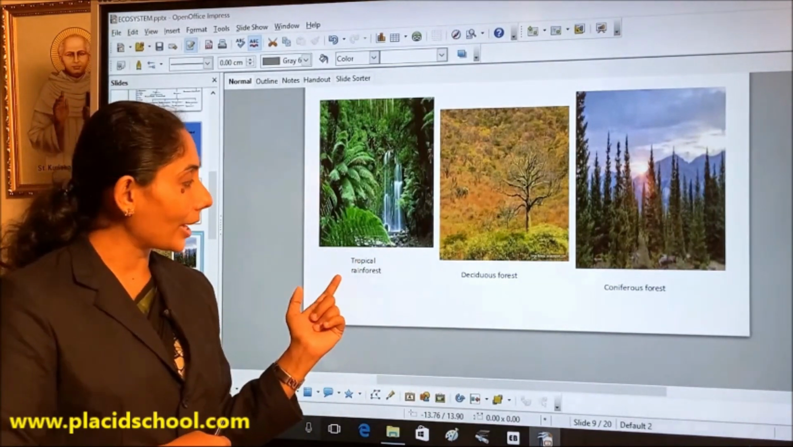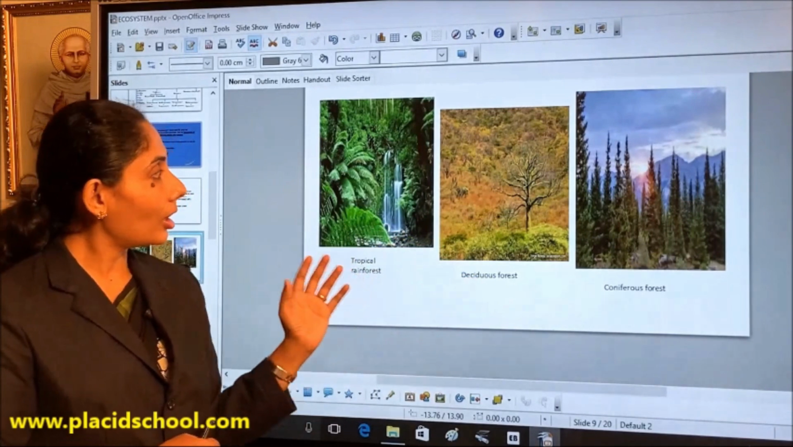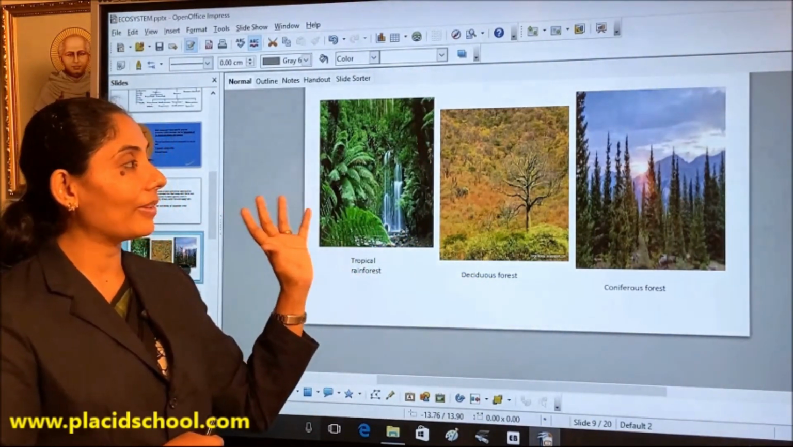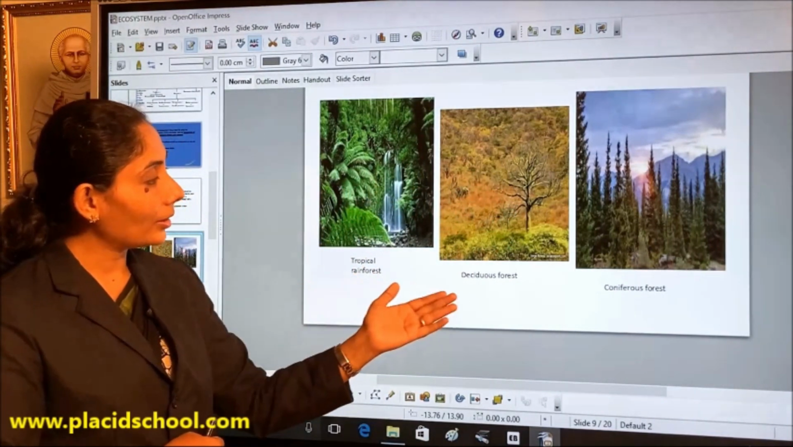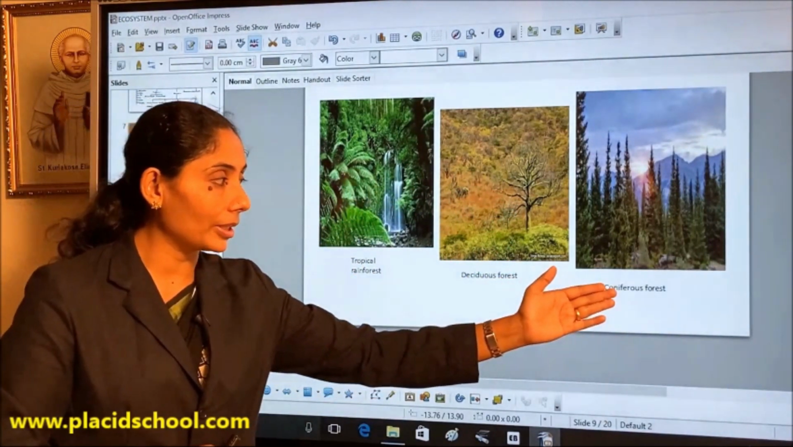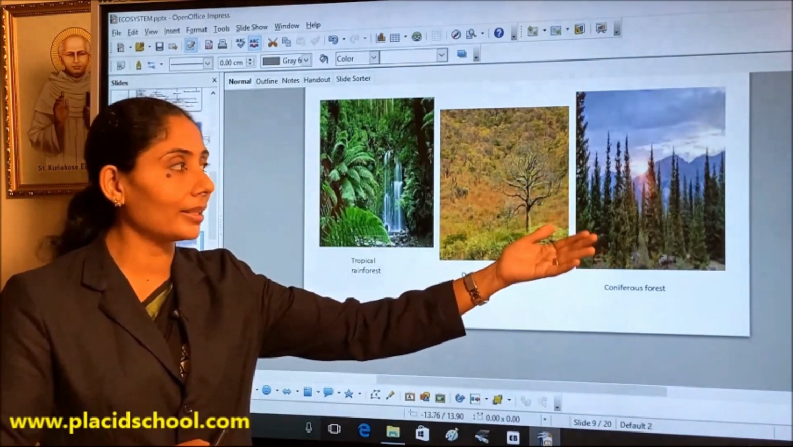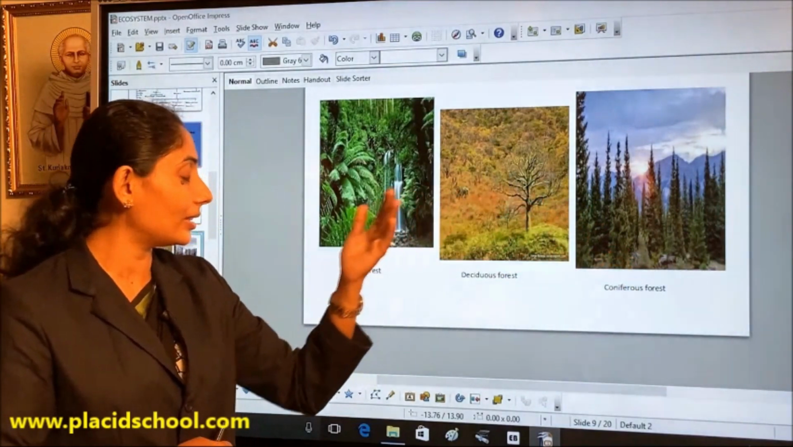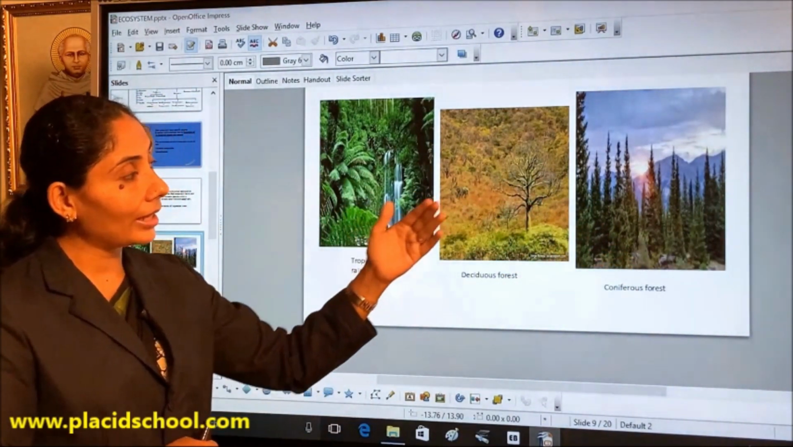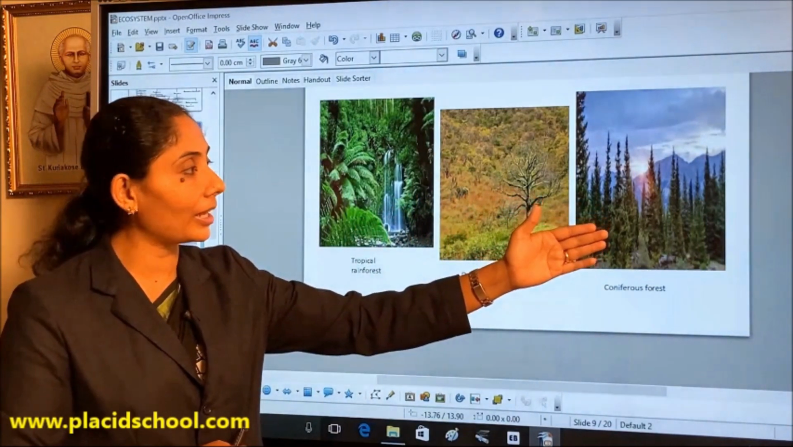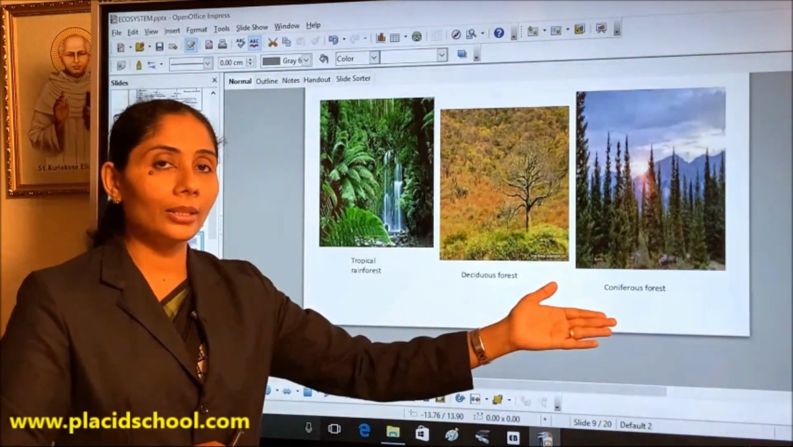Now here in the slide you can see I have put some different types of forests. They all won't be having similar types of plants. For example, I have put tropical rainforest here, the deciduous forest and coniferous forest. The type of plants seen in the coniferous forest may not be seen in the tropical forest or the deciduous forest, because the climatic conditions and the topography differ in tropical rainforest and in the coniferous forest.